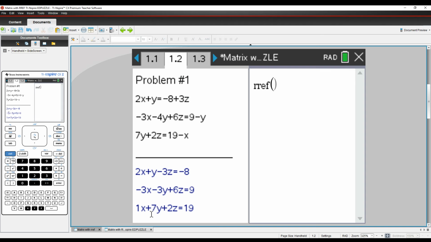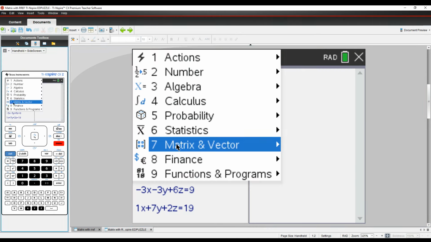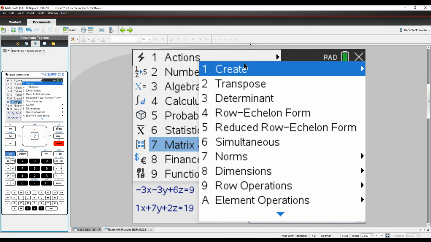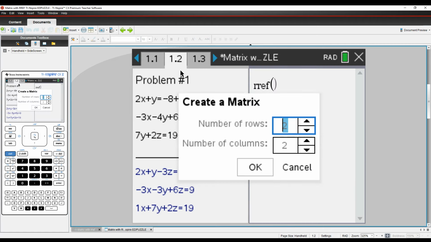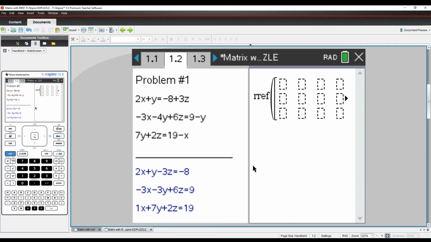And now I have to write my augmented matrix. So I'm going to go to menu, matrix. I'm going to create a matrix. And our matrices are going to be 3x4s because I have 3 variables and I have my constant at the end. So 3 is the number of equations and 4 is the number of columns I need.